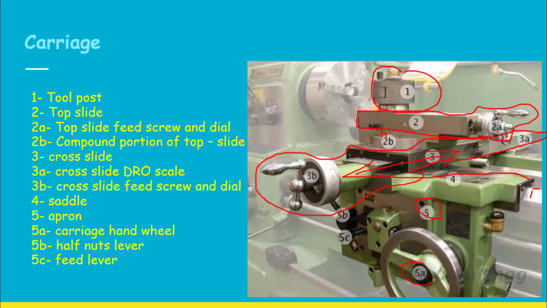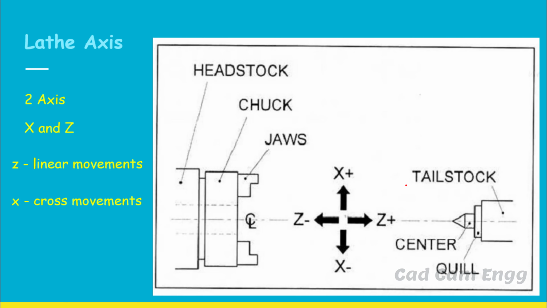And also we have the big hand wheel. This hand wheel is used to move the entire carriage along the Z axis. This is called Z axis, this is Z plus, and this is Z minus. Using this hand wheel, the entire carriage moves between the headstock and the tailstock. So these are some important parts in the carriage.